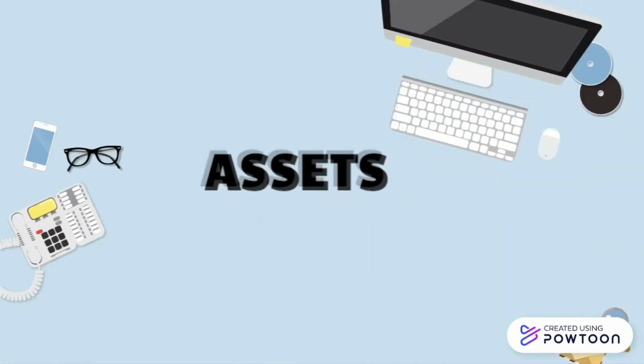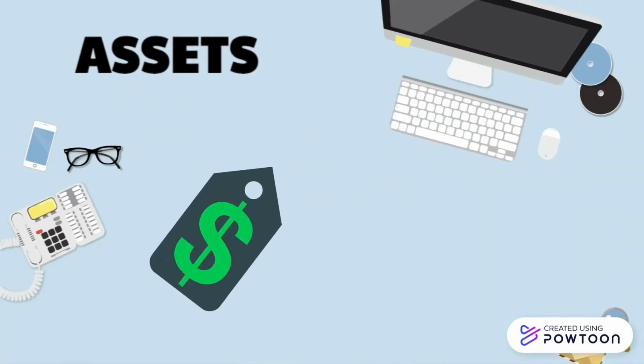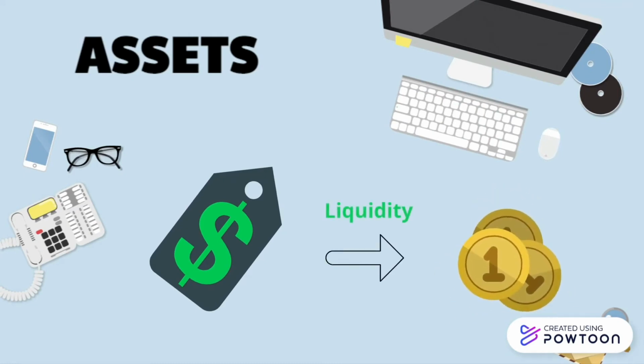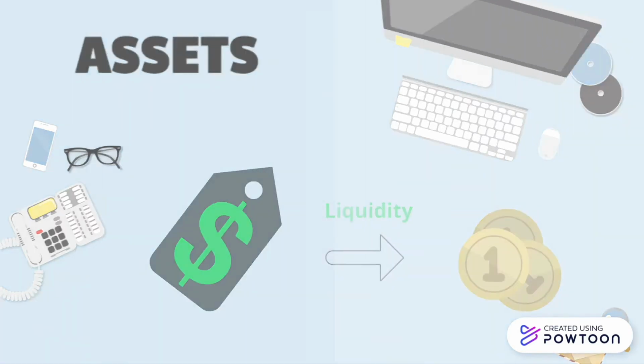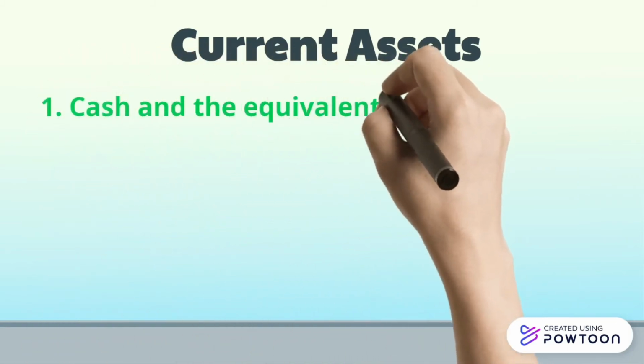The assets section of a balance sheet breaks down what your business owns of value that can be converted into cash. Your balance sheet will list your assets in order of liquidity. Liquidity is how easily an asset can be converted to cash. There are 2 main categories. Current assets can be easily converted to cash within a year or less. The first is cash and its equivalents.